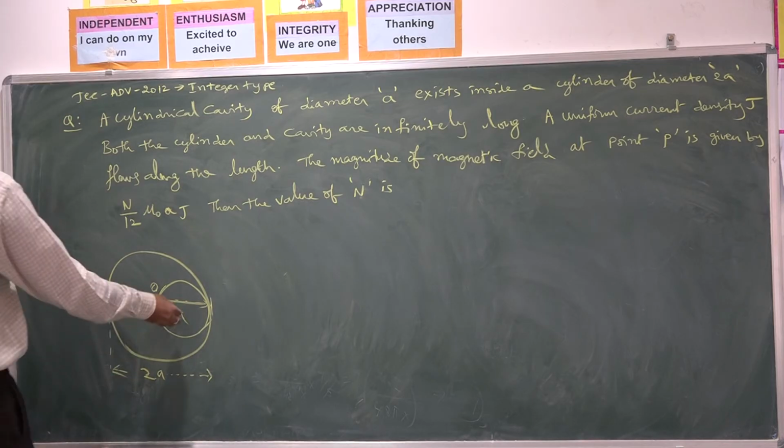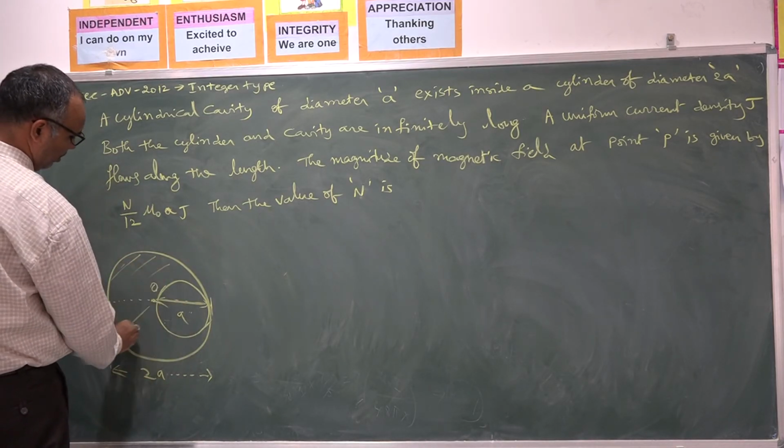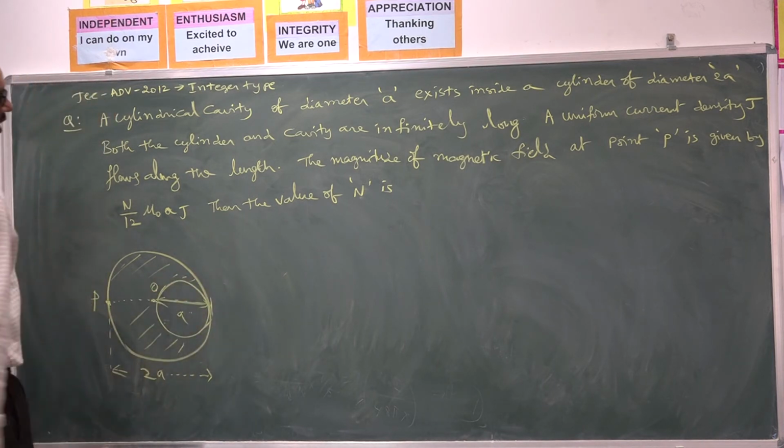This part is the cavity. So this is entirely filled with matter. This is empty space or cavity. We are required to find the magnetic field at P.